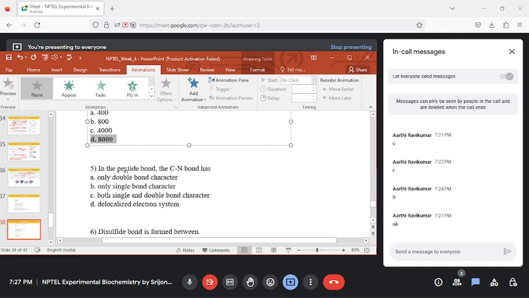Okay, now the next question says in the peptide bond the CN bond has. So this question is on the characteristics of your CN bond or the peptide bond. I was speaking in my slides about the characteristics of the peptide bond, and you could expect a few questions. So what are the options? Only double bond character, only single bond character, both single and double bond character, and delocalized electron system.